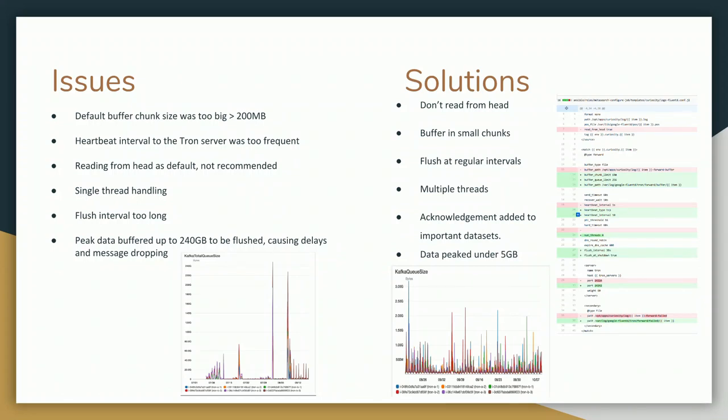We also have acknowledgments, because you really want to know if the data is flushed, and whether the Kafka cluster received it or not. And with some of these smaller changes, we saw data go down from 240 GB to 5 GB. And 5 GB of data probably gets flushed in 10, 15 minutes if it is at peak. So, going from 240 to 5 just by some smaller changes in the design.